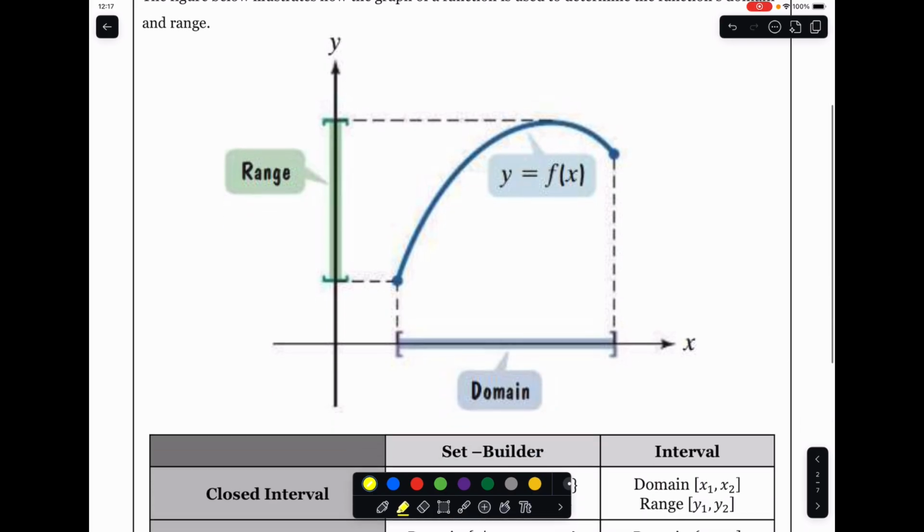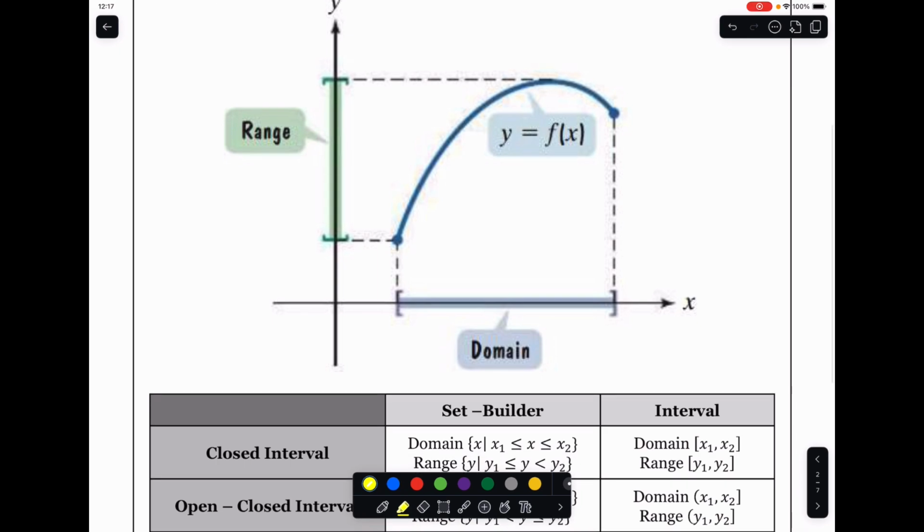Now, as you see right here, the domain of the function is going to be all of the x values where the function is going to exist. So the strategy here is to look on the graph and move to the very far left and find, again, the endpoint that's on the far left. That is going to be indicated by drawing a vertical line downwards to some value, which we will call x1 right here in our notes. So x1.